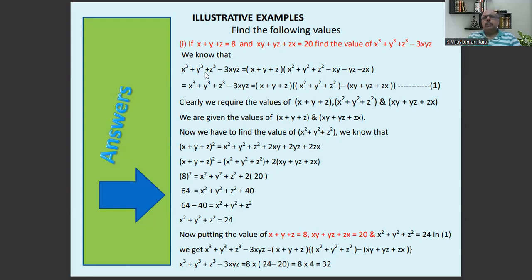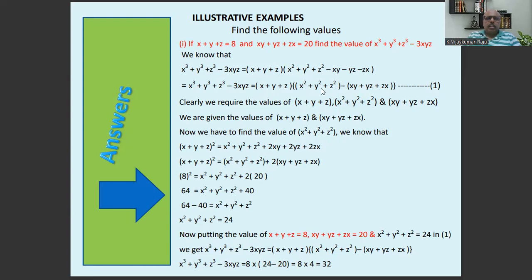x³ + y³ + z³ − 3xyz = (x + y + z)(x² + y² + z² − xy − yz − zx). Now here in this question, x + y + z is given, no issue. When we put the 3 in a bracket, x² + y² + z² − (xy + yz + zx), because we have taken the minus sign outside, this 2 will become 1. This value is also given as 20.